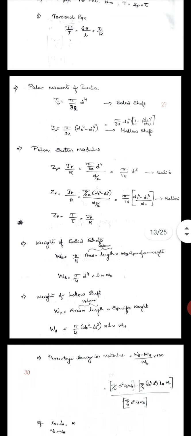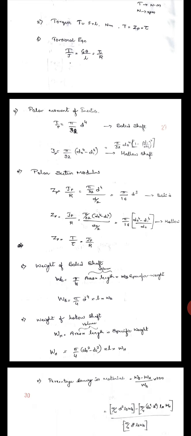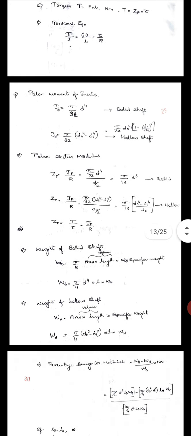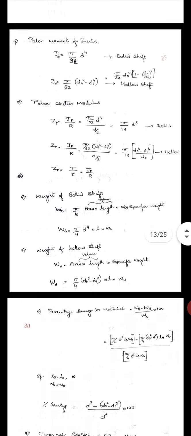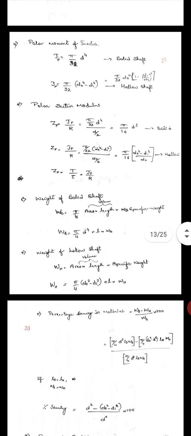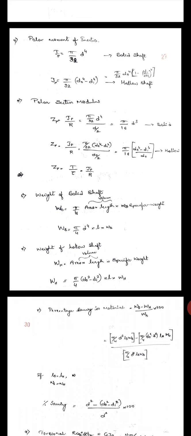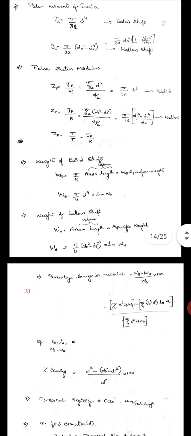Eighth one, percentage saving of material: (Ws minus Wh) upon Ws into 100. That is pi by 4 D squared L Ws minus pi by 4 (Do squared minus Di squared) L Wh, all upon pi by 4 D squared L Ws. If L s equals L h and Ws equals Wh, percentage saving is (D squared minus (Do squared minus Di squared)) over D squared into 100, where D is the diameter of the solid shaft.